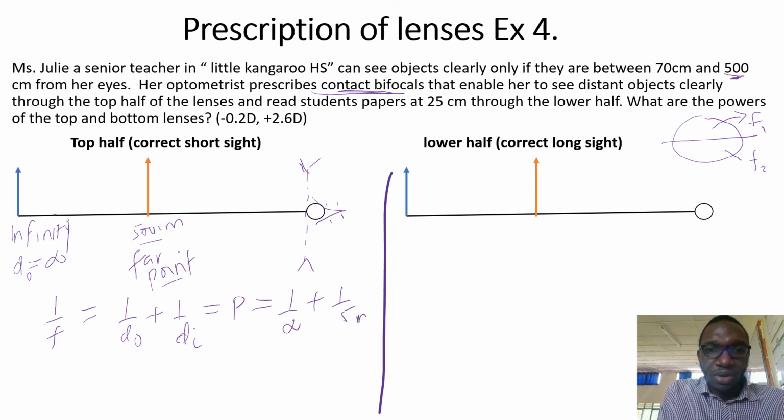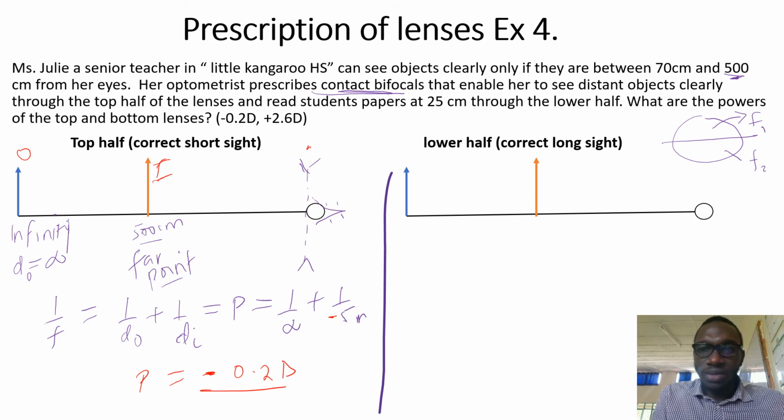So let's check something very interesting. If the lens is here, this is going to be the image. The image is supposed to be focused at the far point of the uncorrected eye, and this is the object. The image and the object are on the same side of the lens, therefore the image is virtual. That's why this is going to be negative, and this gives us the power equal to negative 0.2 D. Being negative, it means that this lens is supposed to be diverging, so the top half is a diverging lens.